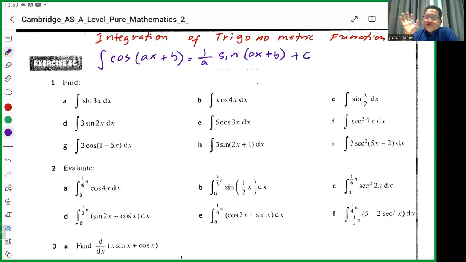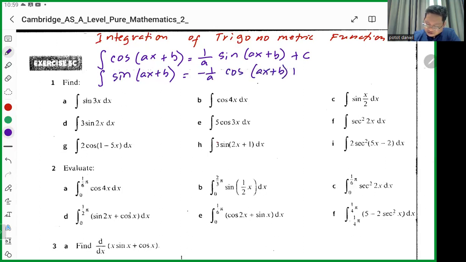Now, what about the derivative of cosine? The derivative of cosine is negative sine. So therefore, the integral of sine of ax plus b is equal to negative 1 over a cosine of ax plus b, plus c. Okay?